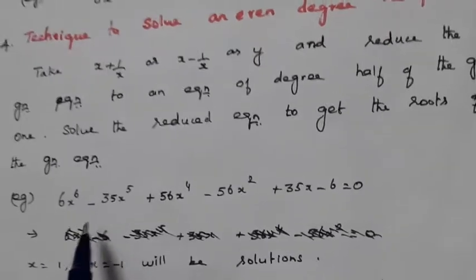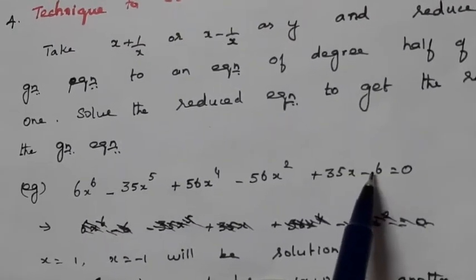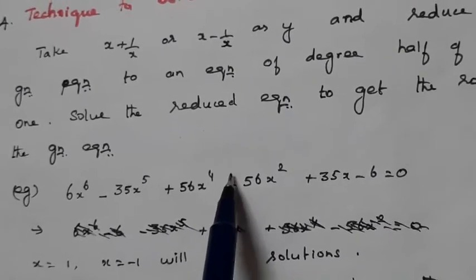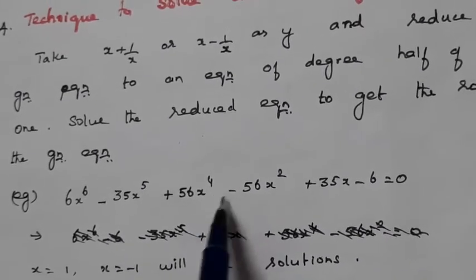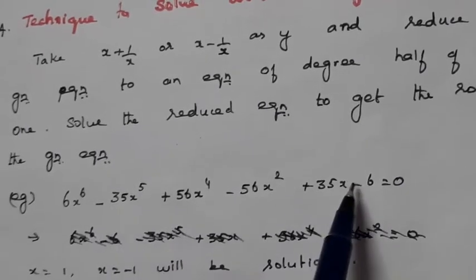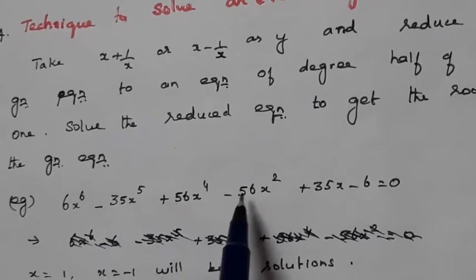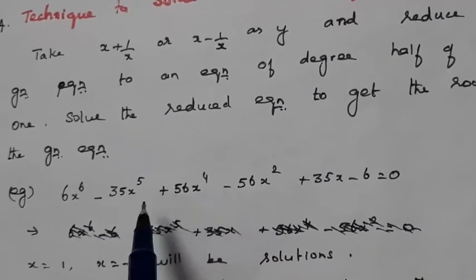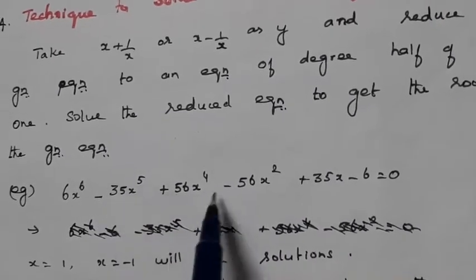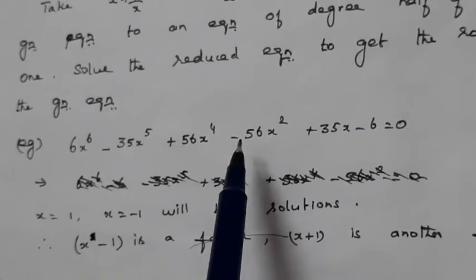Okay. So here I have taken an example of type 2, where look at this, the middle term x cube is not present. It will be 0. And then the coefficients from the end and the beginning are equal but opposite in sign. Okay, minus 35, plus 35, plus 56, minus 56, and the middle term is 0, and hence it is an even degree reciprocal equation of type 2. Let us see how to solve such an equation.